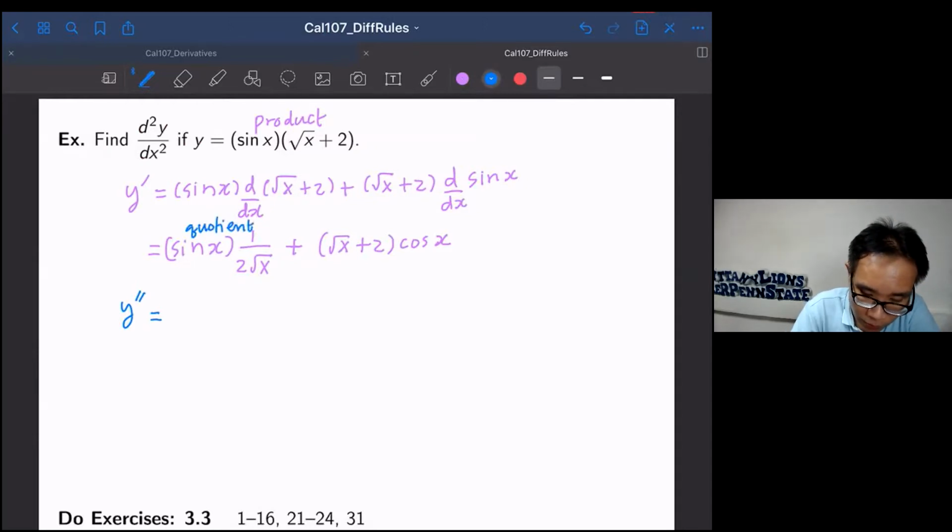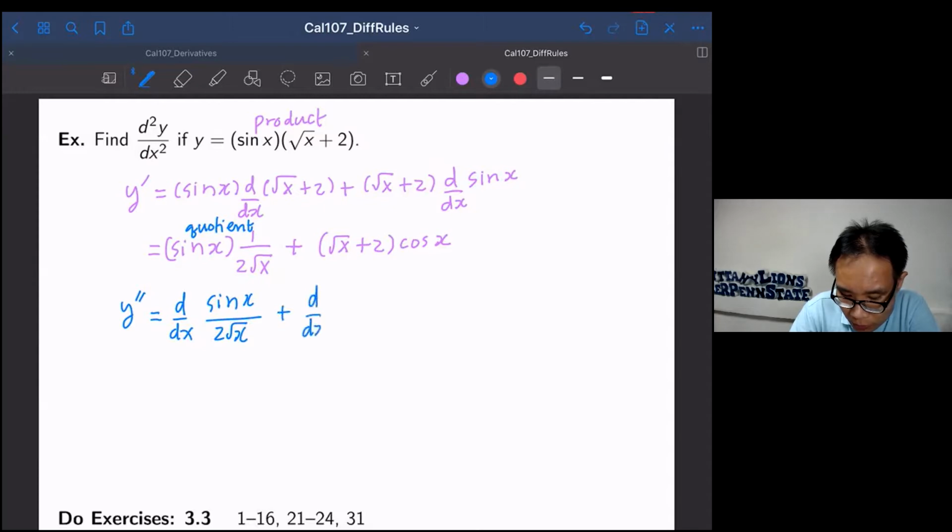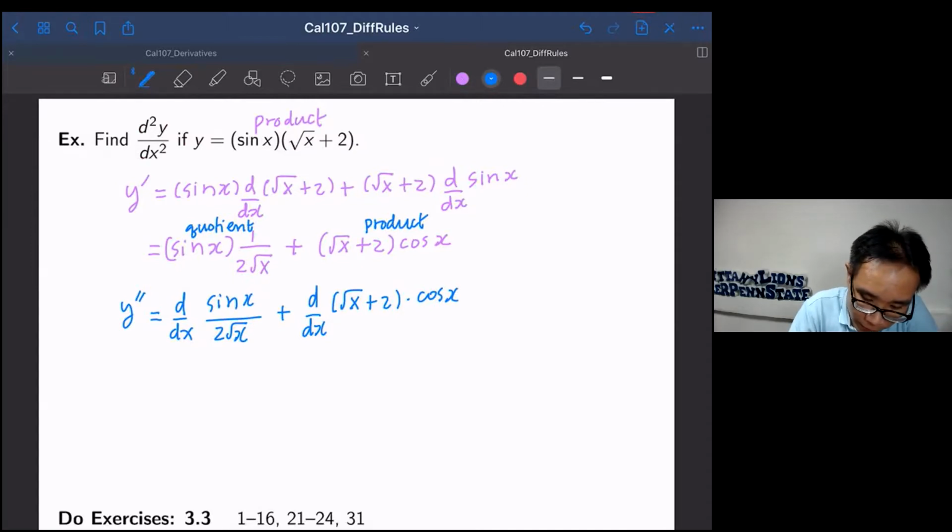Okay, so you have sine x d/dx of sine x over 2 root x, and the second one you have d/dx of root x plus 2 times cosine x. So this guy turned out to be a product. Okay, so you have a product and you have a quotient. Let's do them separately. The first one you get to use the quotient rule.